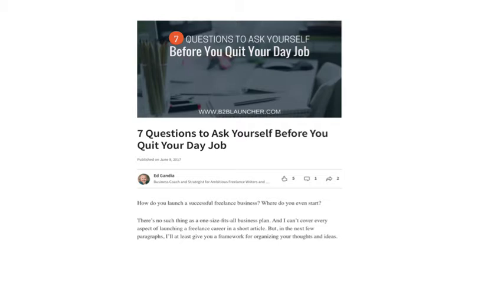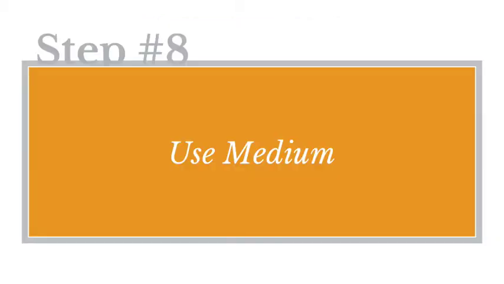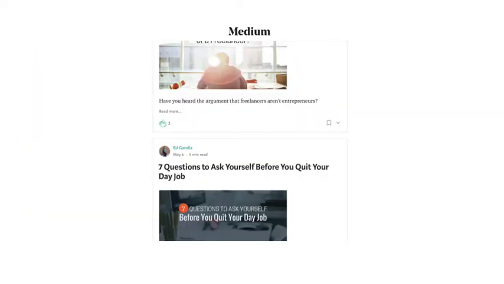Step number 8, use Medium. Now, before we're done with this whole process, we also post the article to medium.com, which is a content platform. And we do that after a 4-week delay or so. Although this is something we're playing around with, it's still a work in progress. We're just starting to experiment with that platform.